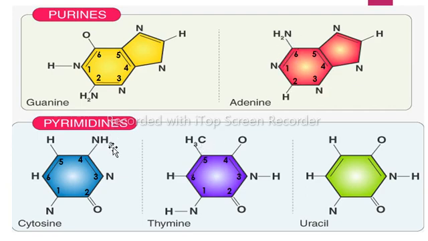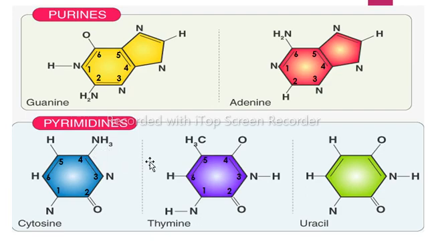Pyrimidines are cytosine, thymine, and uracil. Cytosine has a single ring structure, not like purine, which has a double ring structure, and we call it 2-oxy-4-amino pyrimidine in biochemistry because oxygen is present at position 2 or carbon number 2 and carbon number 4 contains an amino group.